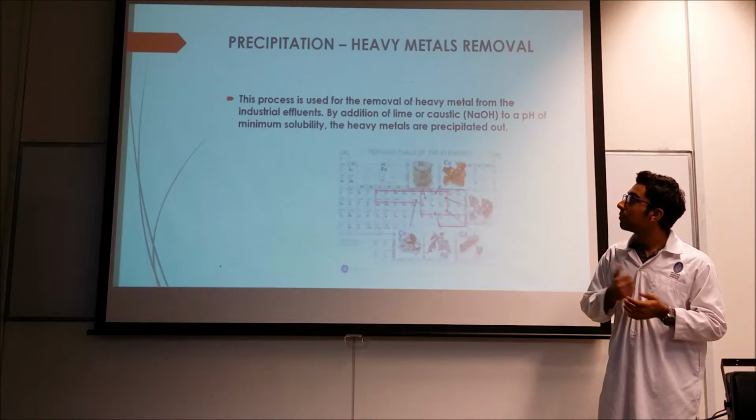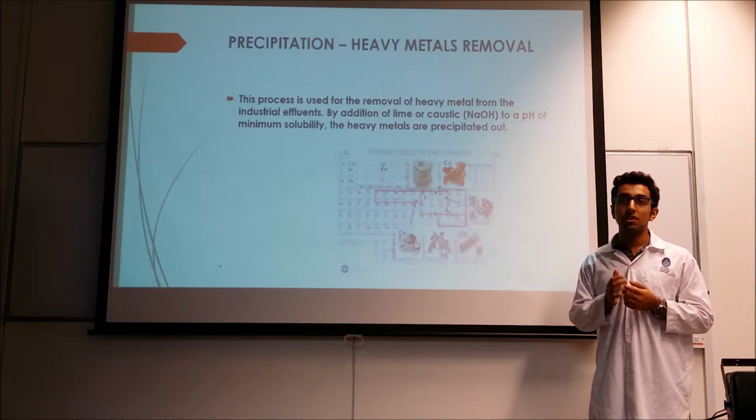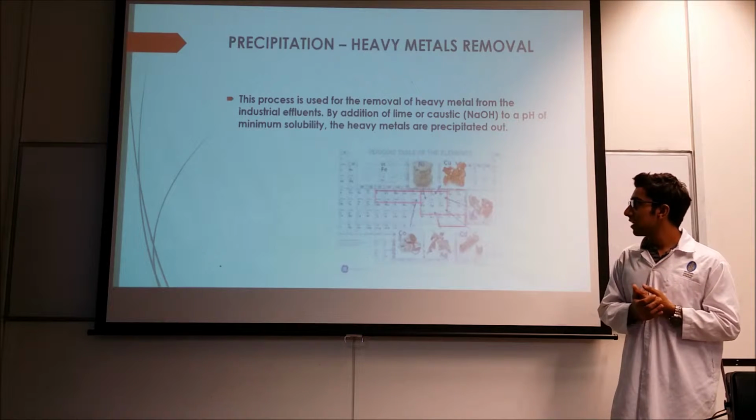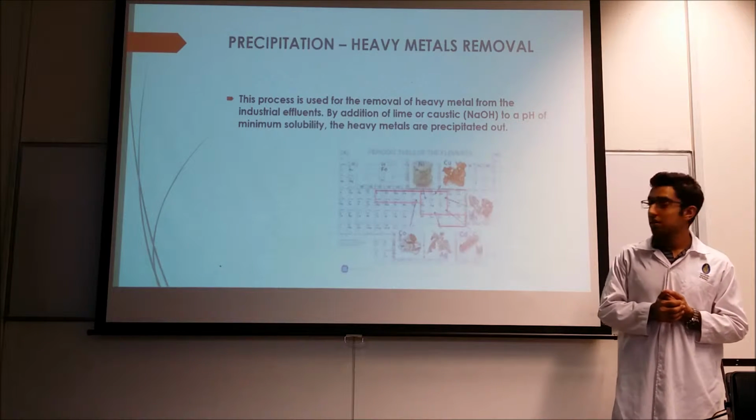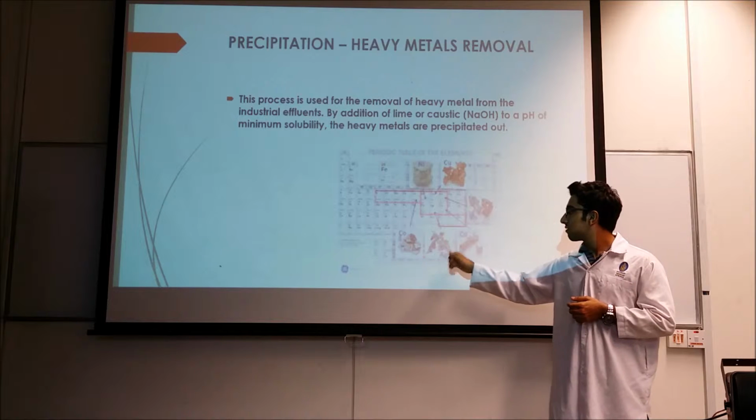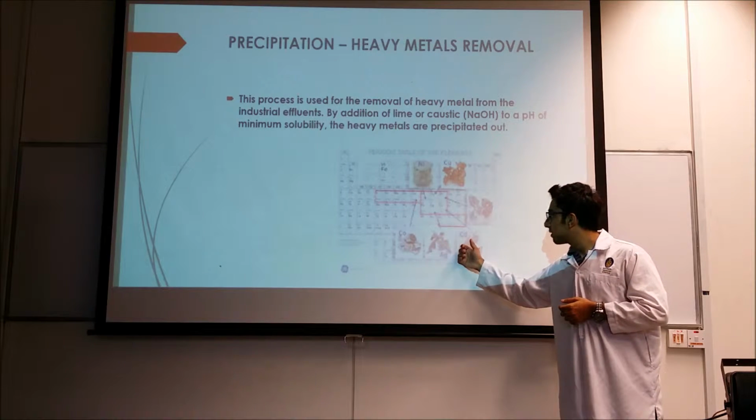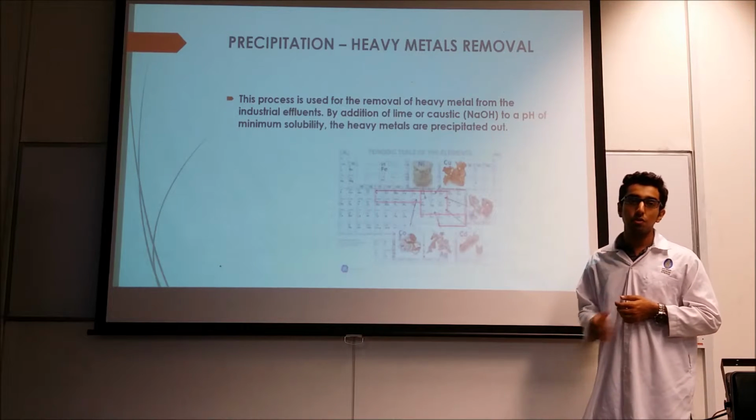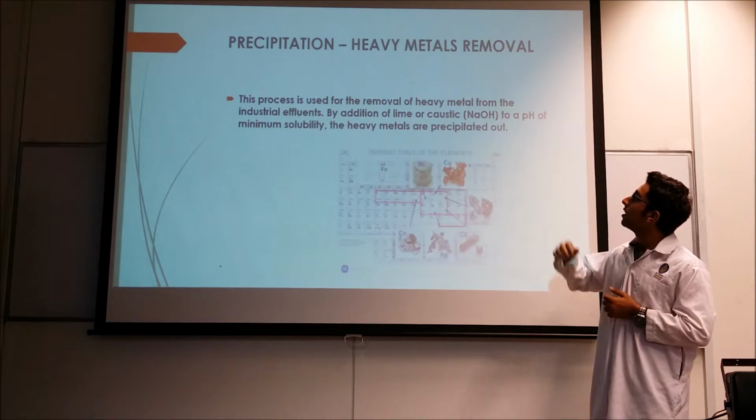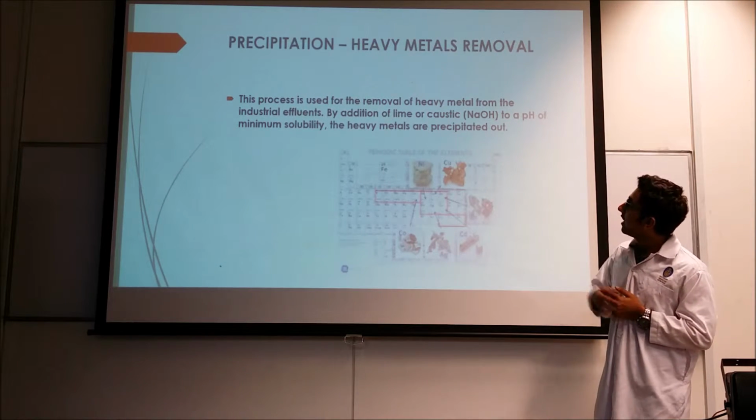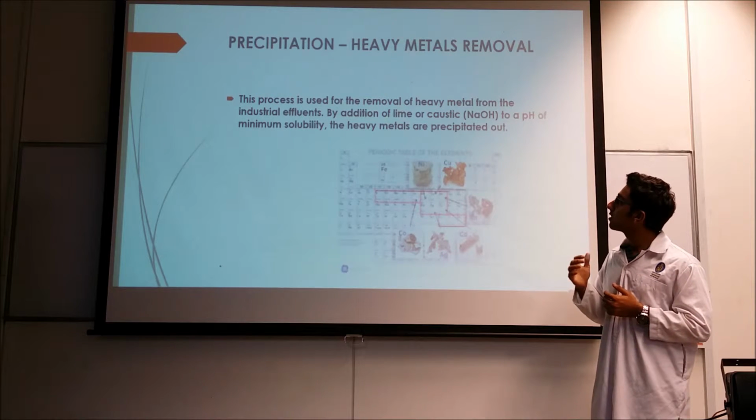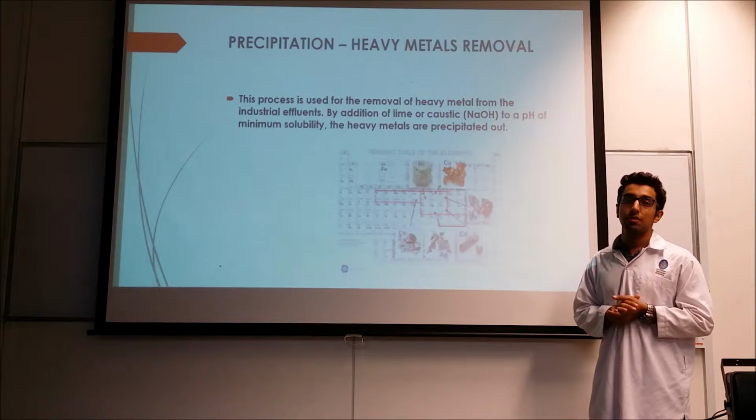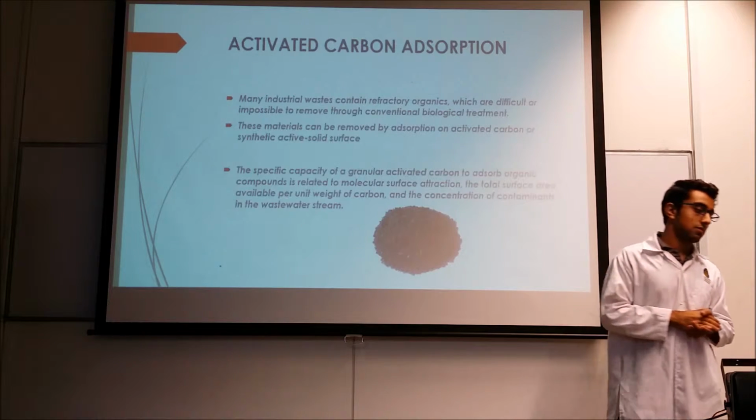Next is precipitation, which is heavy metals removal. Which are the heavy metals which are being removed? This can be cobalt, silver, cadmium, zinc, copper, and nickel. These are the few heavy metals which are removed, and they are removed by addition of lime or caustic to a pH of minimum solubility. The heavy metals are precipitated out this way.